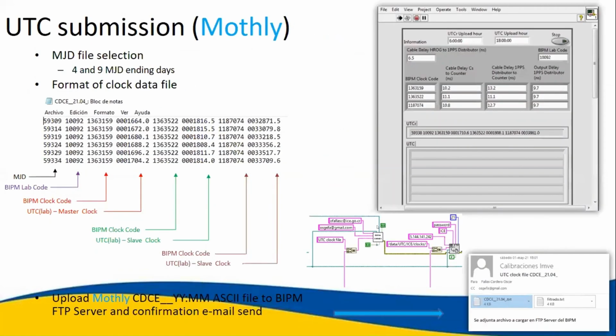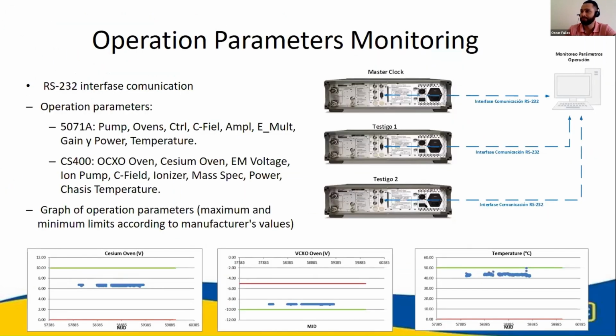Well, also this software is in LabVIEW, and I think it's no problem to share it with you if you need it, so you can contact me later.